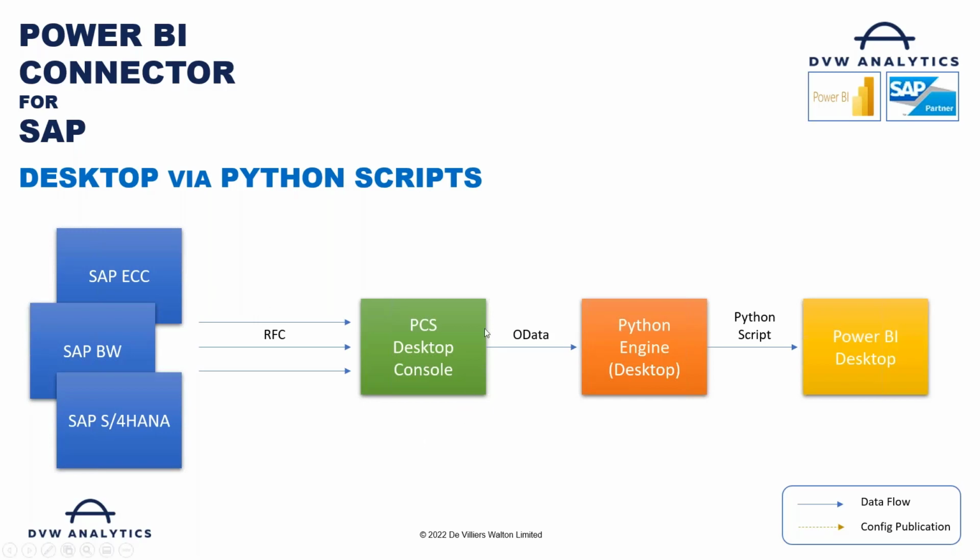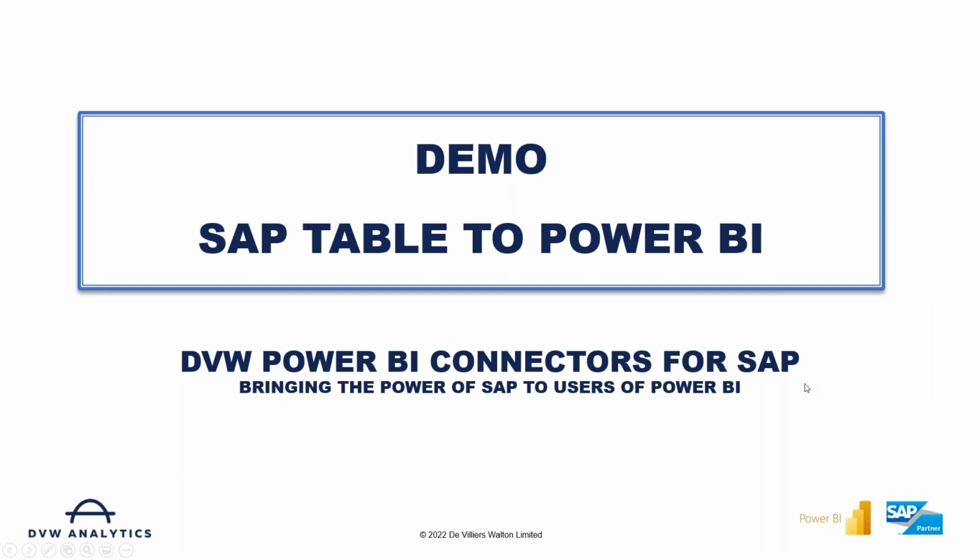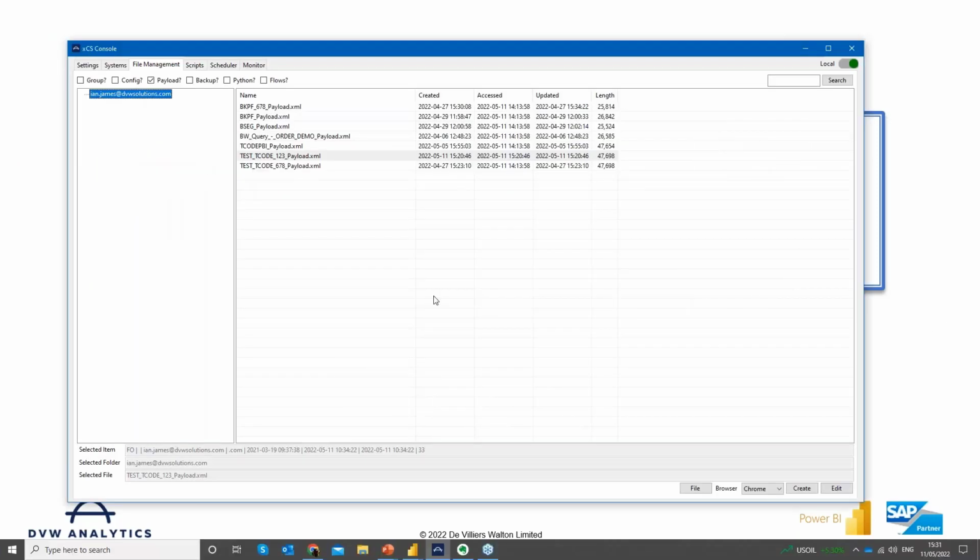In this case, you do exactly the same. You create your connection back into your SAP system. The console itself will generate for you the Python scripts that you need in order to create a call back from Power BI, using your local Python engine, to call the data into Power BI and make that connection. So hopefully I can show you how easy that is to use. I'm going to go back into the console and create another connection.